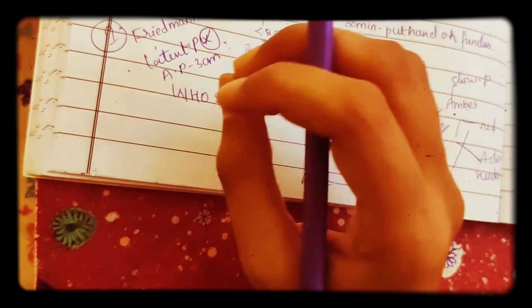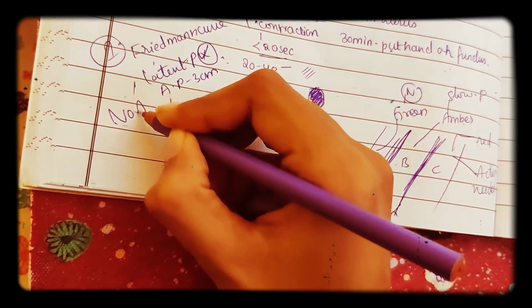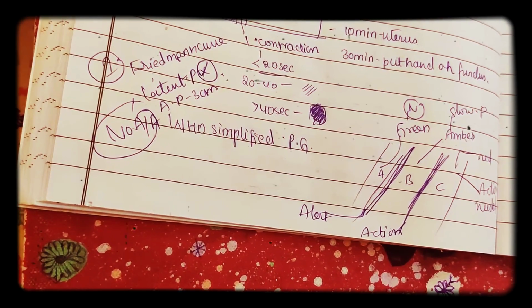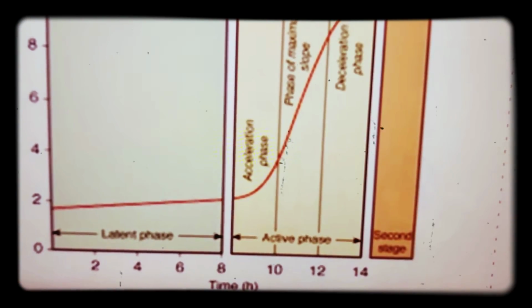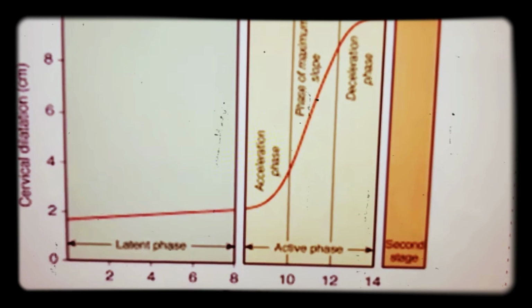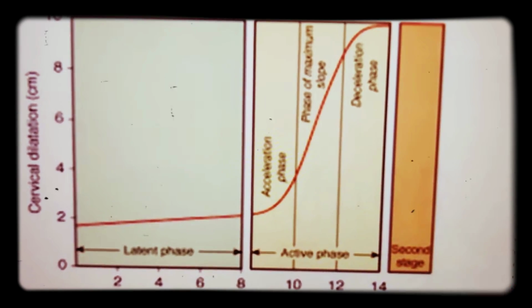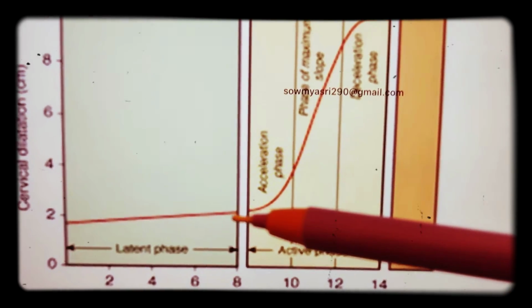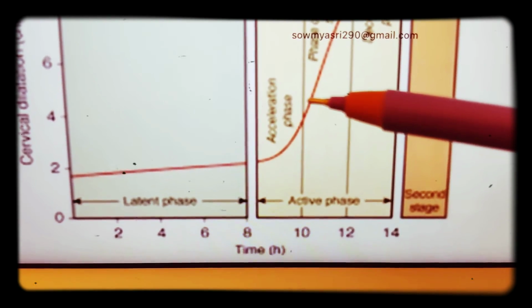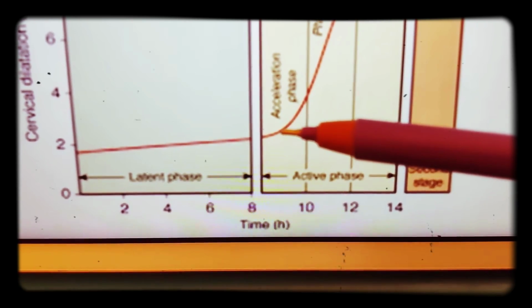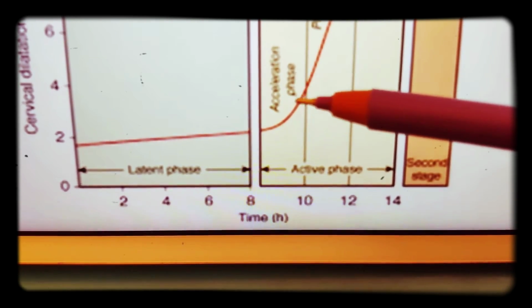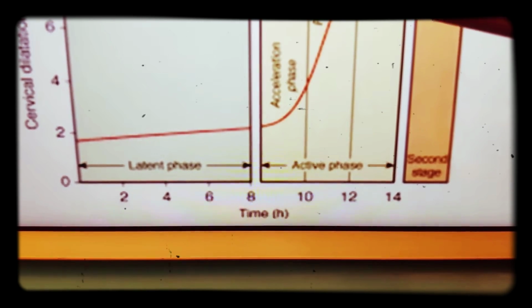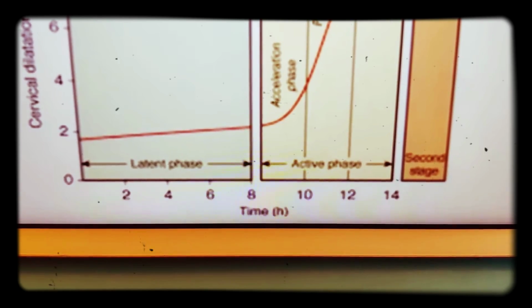Remember that there is no alert or action line in the case of this Friedman curve. Let me show this. Can you see this curve here? This is called the Friedman curve. Here you can see this is the latent phase, which is low, about 1 to 2 centimeters in range. And this is the accelerative phase, starting from 3 centimeters, and next is another phase. This is how Friedman's curve looks.